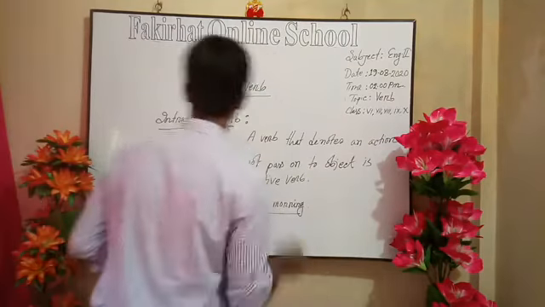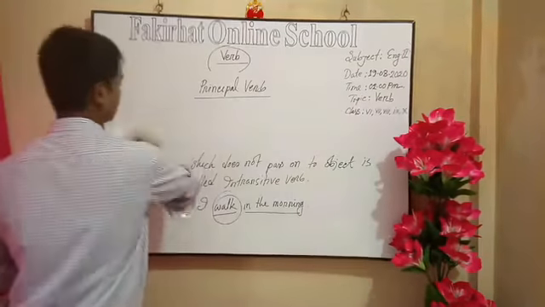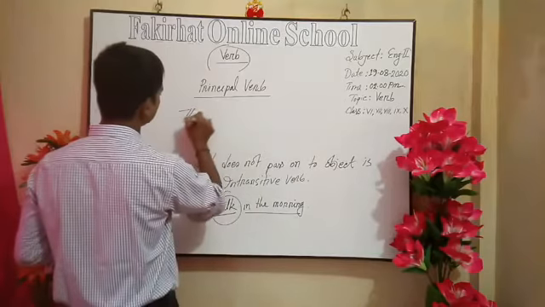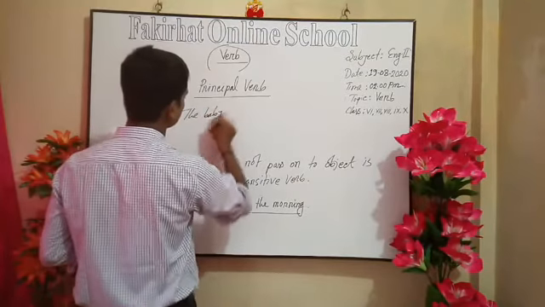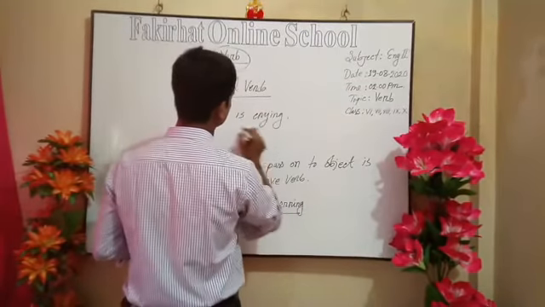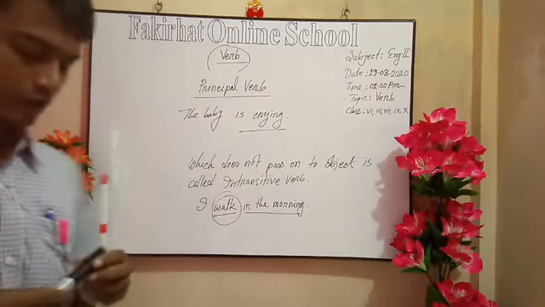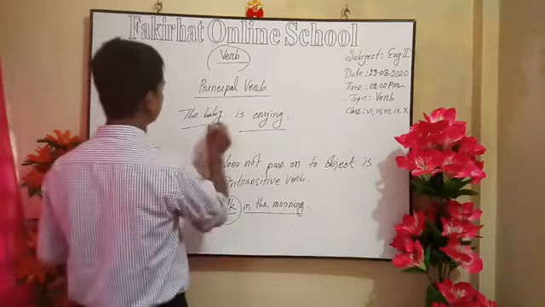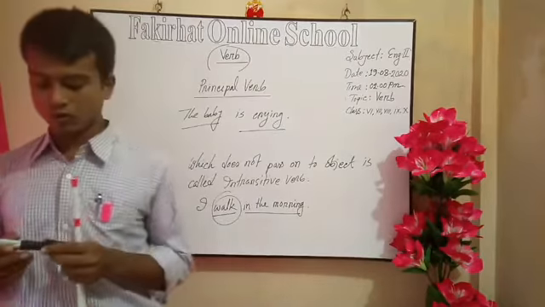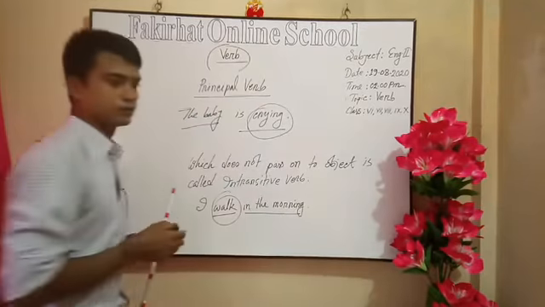I will show you another example. The baby is crying. This is an example of present continuous tense. Here the baby is the subject, and this is the verb. There is no object in this sentence. This verb, cry, is an example of an intransitive verb.